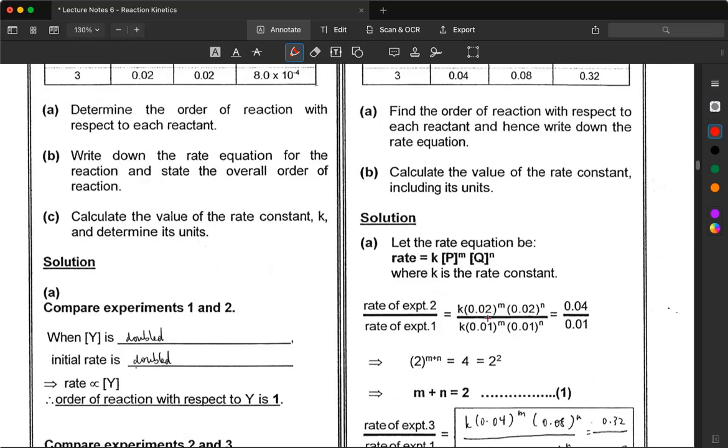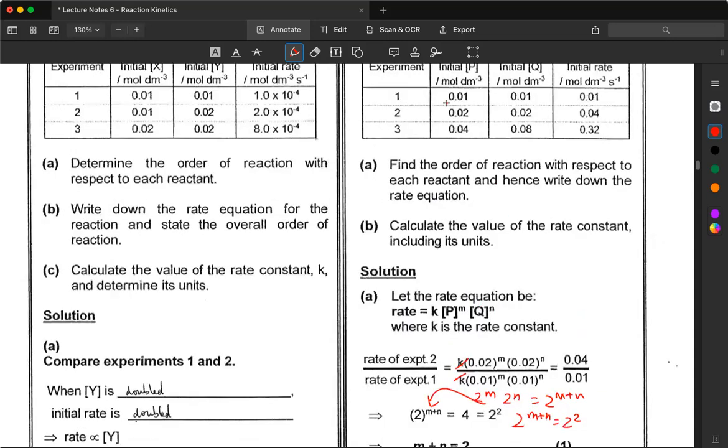This one can come together. It becomes 0.02 divided by 0.01, which gives you 2. So 2 to the m, then you have 2 to the n. So you have K cancel off, then 2 to the m, then here 2 to the n. Because they have the same base, you can just equate the powers like this. You learn that under indices. And it equals 4, which you change to 2 to the power 2, so m plus n equals 2.